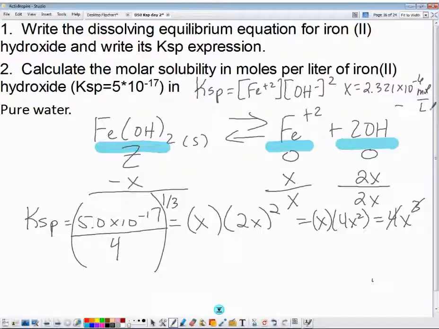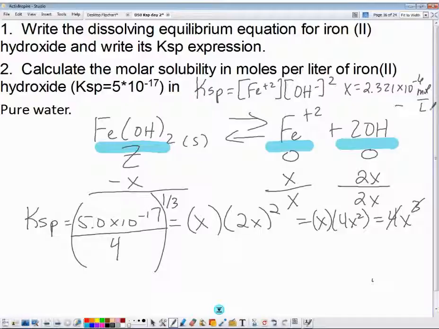Multiply it by the molar mass of iron(II) hydroxide. So when I find X, I have found the moles per liter of the iron(II) hydroxide that does dissolve. Moles per liter. Questions on the Snagit out?